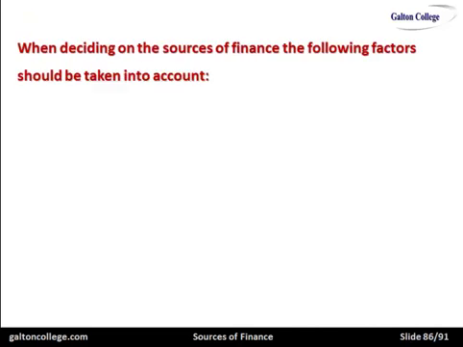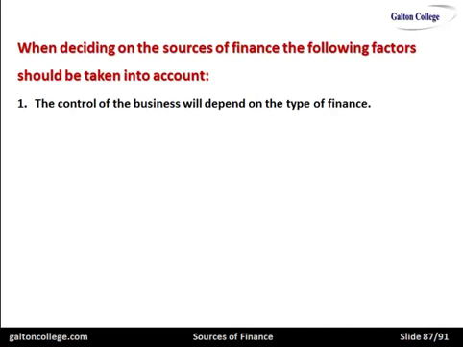When deciding on the sources of finance, the following factors should be taken into account. The control of the business will depend on the type of finance. If the company issues ordinary shares, then it's going to lose control in the business. There will be more people having a say in the running of the business. The business will in effect be controlled by 51% of the shareholders.